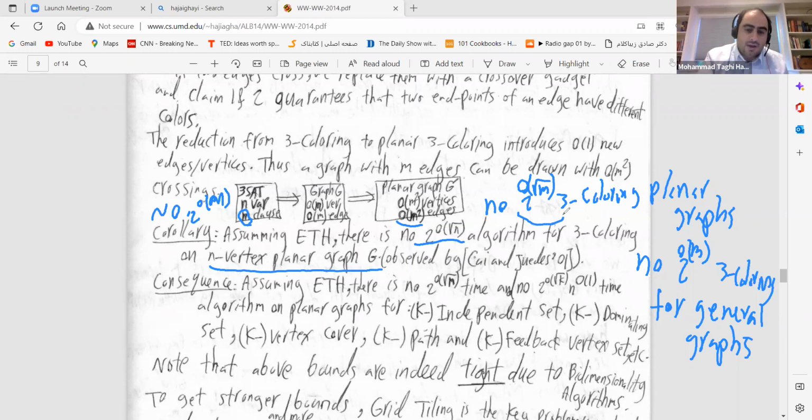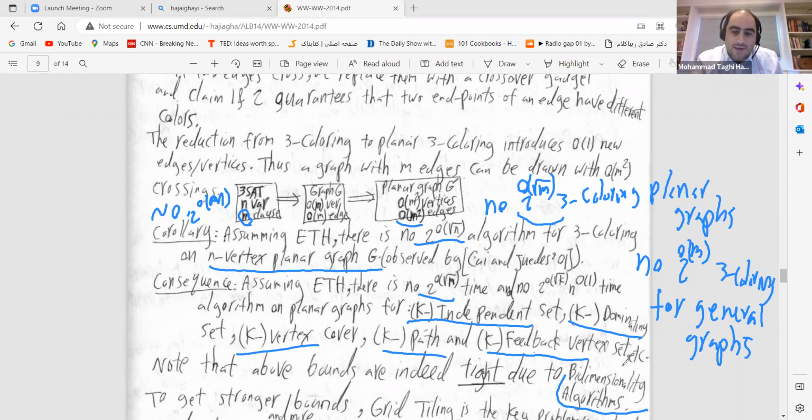So first, we have this hardness that there is no 2 to the little o of square root of n algorithm, where n is the number of vertices, for all these problems: k independent set, k dominating set, k vertex cover, k partial feedback set, and k feedback vertex set. However, these results actually are tight due to a theory that we have, called bidimensionality theory. For these problems, for any k version of them, there is nothing better than 2 to the square root of k. And indeed, there is such an algorithm.